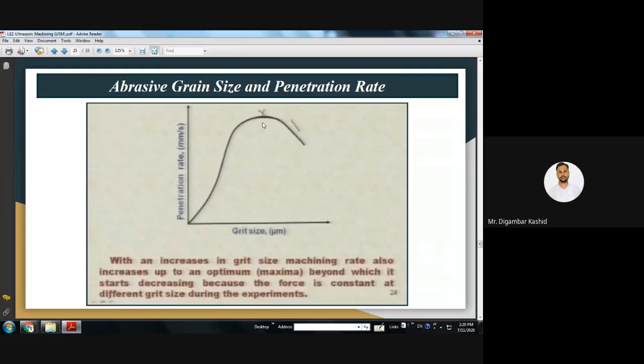Okay, and that means the machining penetration rate is maximum at this point. Beyond the maxima, it starts decreasing. You can see it decreasing also because the force is constant at different grit sizes during the experiments. So further beyond this, the rate starts decreasing.